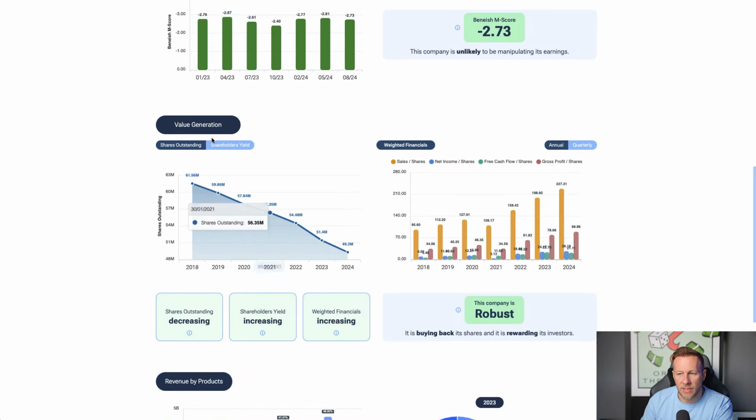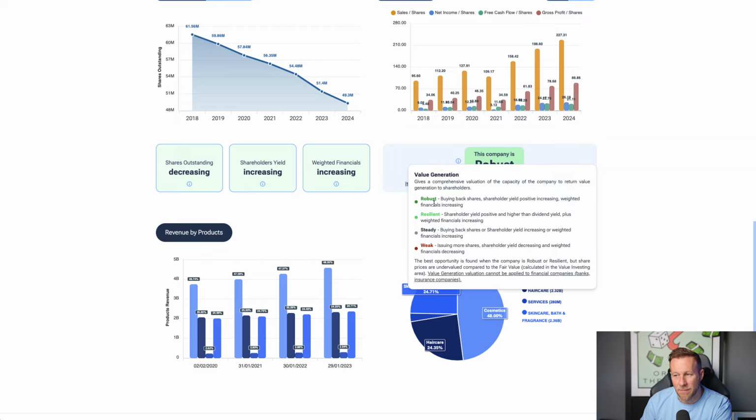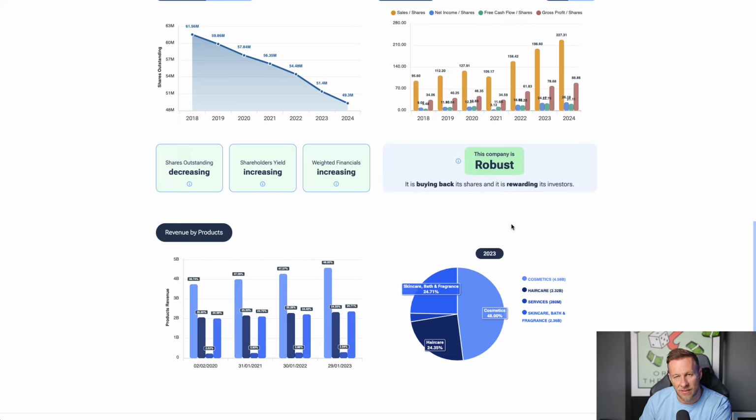If you scroll down, you can see the value generation, and this is shares outstanding, right? And shareholder yield. So you can see if the company is buying back its shares, which is a powerful thing. As time goes on, there's less and less shares outstanding here. You can see the company is robust, buying back its shares and rewarding its investors. This is what we like to see. The shares outstanding are decreasing, yield increasing, weighted financials increasing, which is amazing. If you click on the little indicator here, you'll see that robust is the strongest possible score: buying back shares, shareholder yield positive and increasing, weighted financials increasing. That's where you want to be.